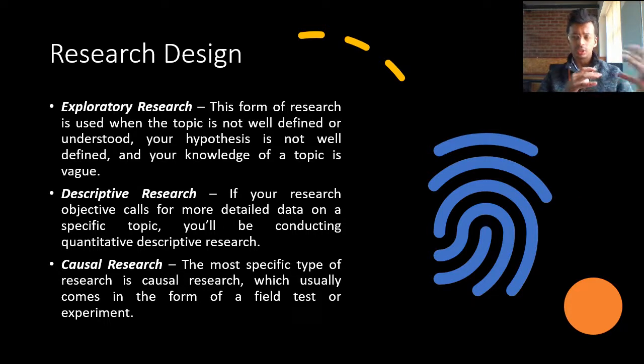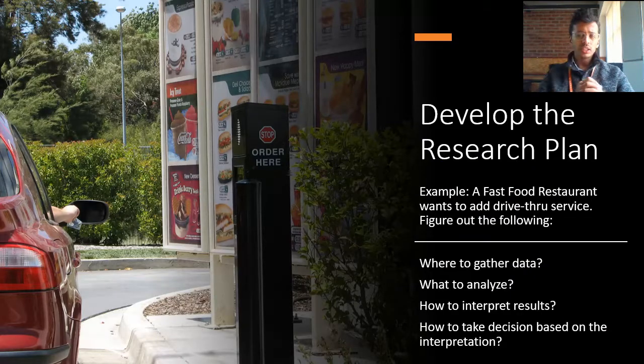So the next thing is to develop a research plan. If it is to add a new feature, or to remove a feature, or to figure out how to market, whatever it is, we have defined the problem. Once we have defined the problem, we need to create a plan on how to analyze the data, or where to get the data, or what findings should be taken up. Let's take an example. We have a fast food restaurant.